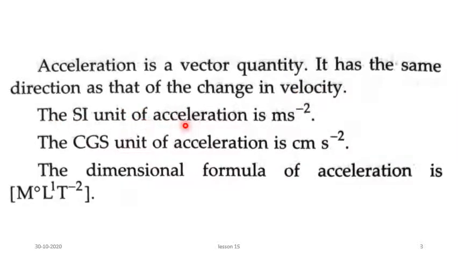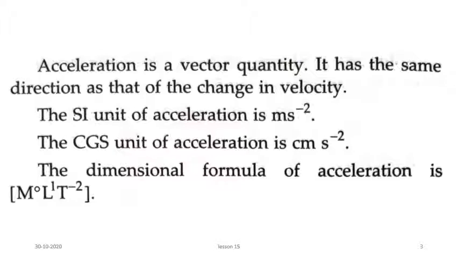Now the SI unit of acceleration is meter per second square. The CGS, centimeter gram second, unit of acceleration is centimeter per second square. Now the dimensional formula of acceleration is M^0 L^1 T^-2. Now, as your homework, you can take this first question. You will derive how we got this dimensional formula. You know acceleration equals change in velocity by time taken. Using that formula you can derive the dimensional formula of acceleration.